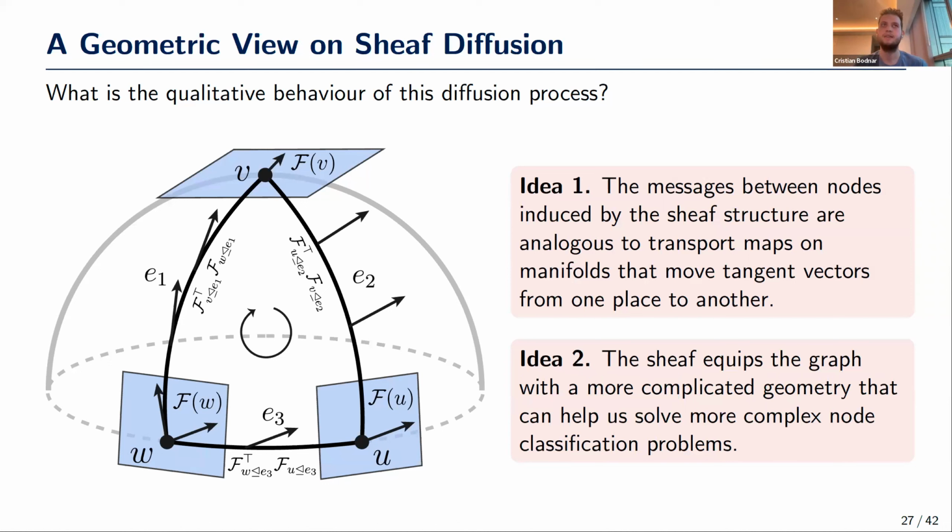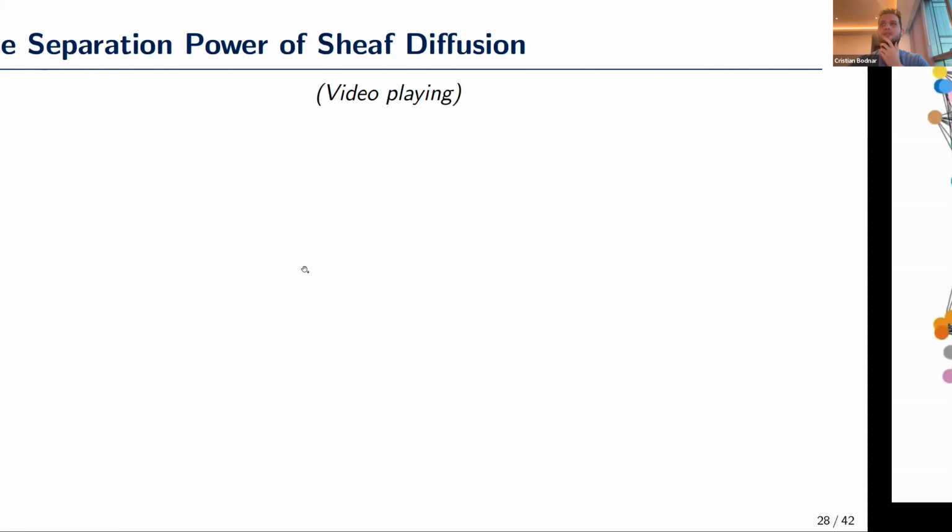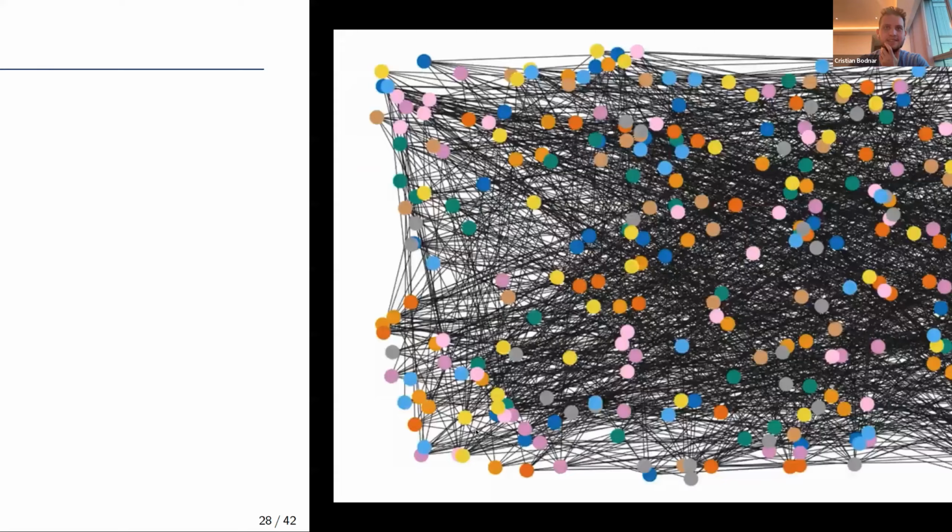Another way to see what the sheaf structure is doing here is equipping the graph with a more complicated geometry, such that when you do diffusion, you get more interesting behaviors, and you don't just have this very simple heat transfer. You can have more interesting effects happening through your network as you evolve the features, and we're going to see just that. Okay, so maybe another way to show you what this looks like qualitatively is to just show you a video.